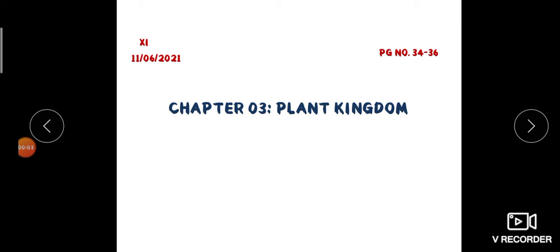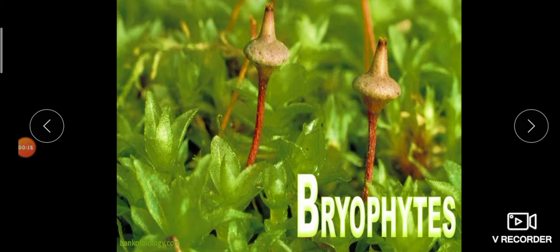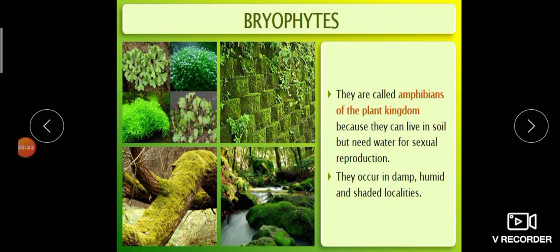Hello students, we completed our first section, that is algae. Today we are moving to the next portion of our chapter 3, plant kingdom, that is bryophytes. What are bryophytes? Bryophytes are called amphibians of plant kingdom.